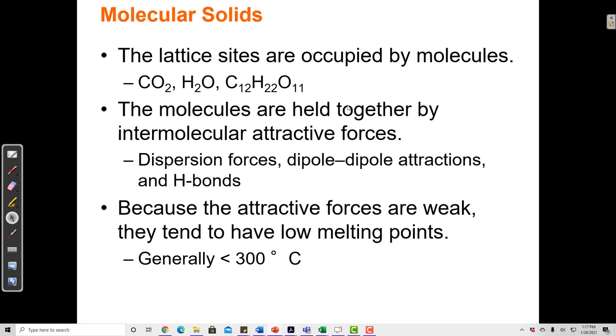So again, in molecular solids, we're talking about compounds that are held together by intermolecular forces, just like H2O molecules are held together by hydrogen bonds. So those intermolecular forces, hydrogen bonds, dipole-dipole, dispersion forces, remember, those are generally weak. So that means that molecular solids composed of molecules held together by intermolecular forces have low melting points. Because intermolecular forces are weaker than covalent bonds, weaker than ionic bonds, and weaker than metallic bonds. So molecular solids, like ice, have the lowest melting points.